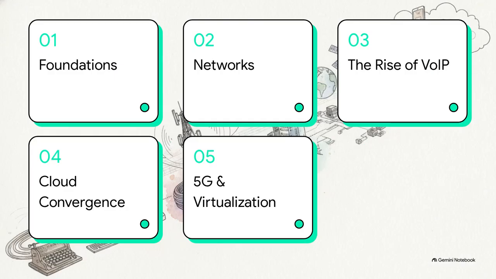So here's our structural roadmap for today's explainer. First up, we'll cover foundations, analog to digital. Second, networks, PSTN and the internet. Third, the rise of VoIP. Fourth, cloud and telecom convergence. And fifth, 5G and virtualized networks.